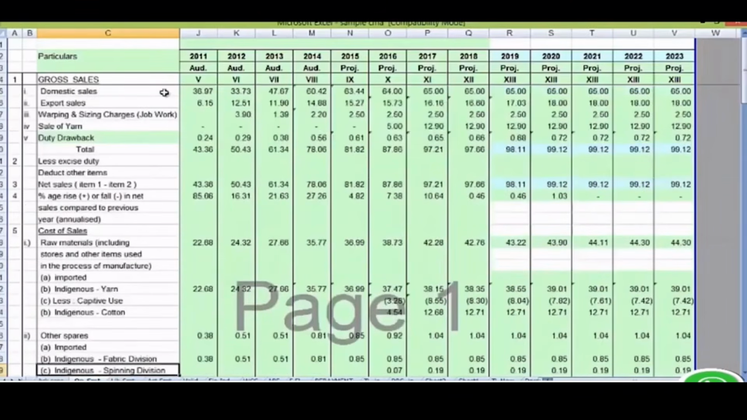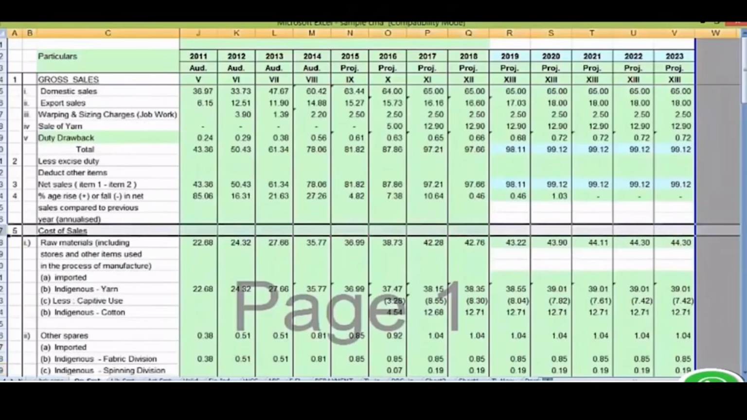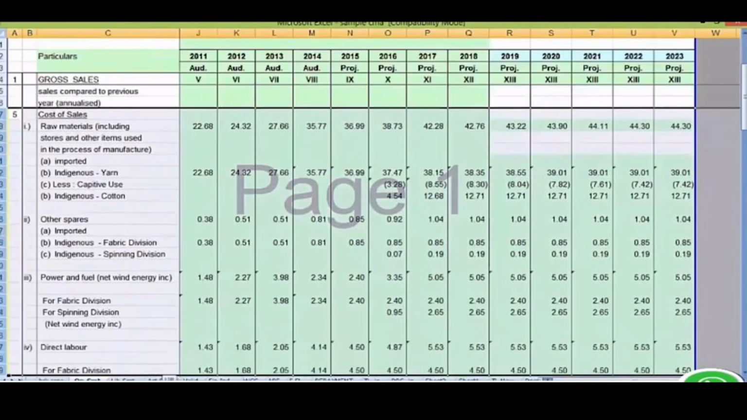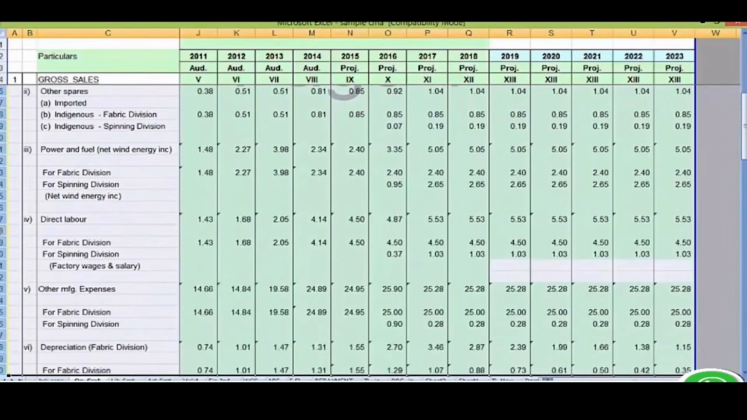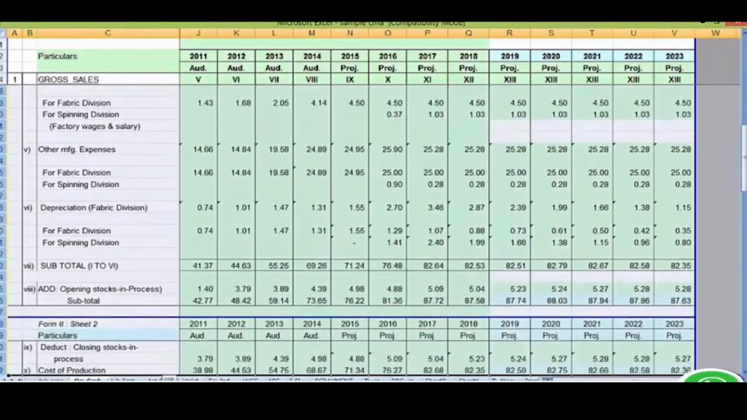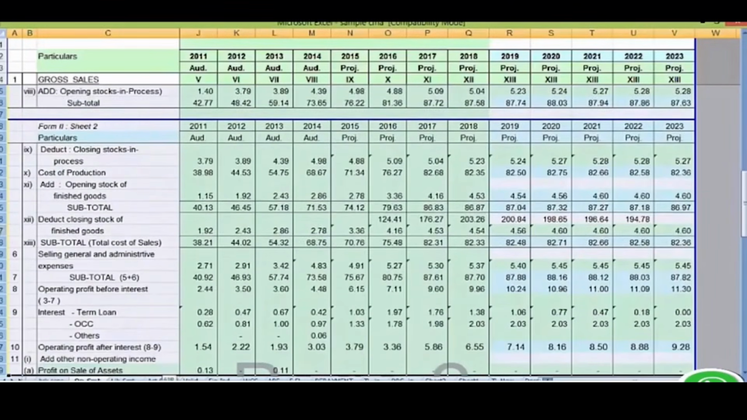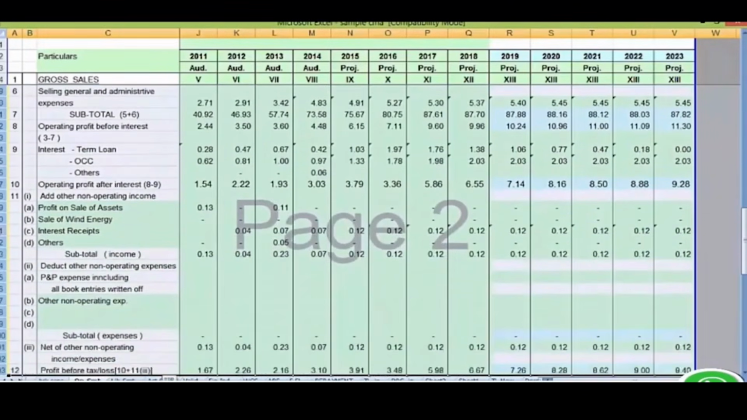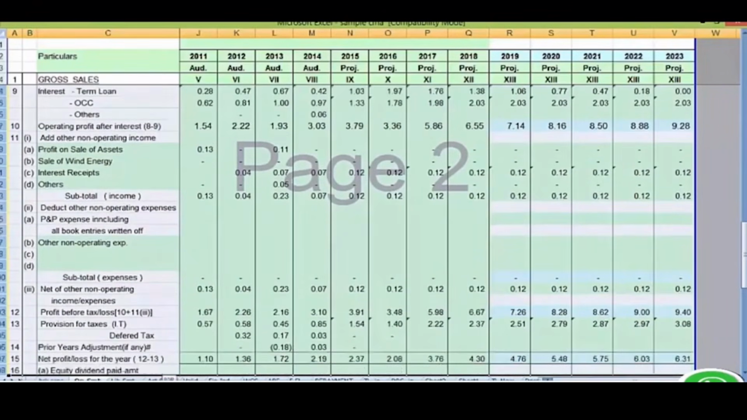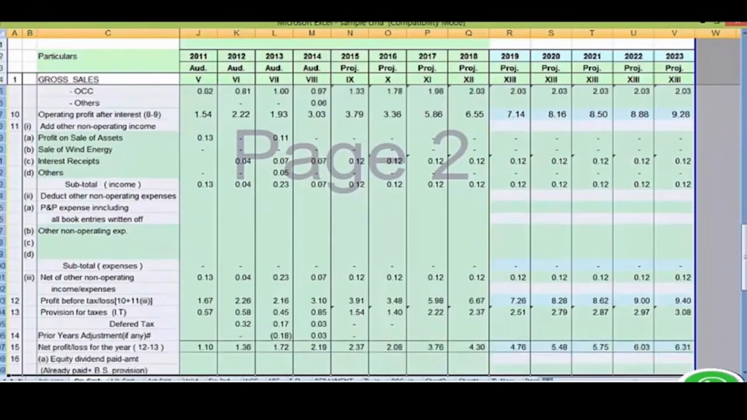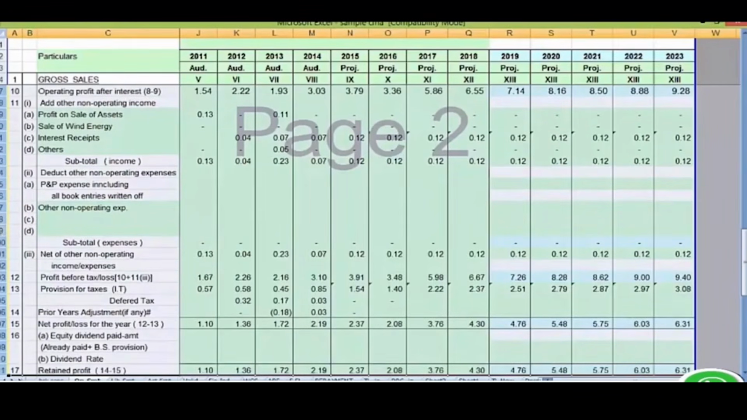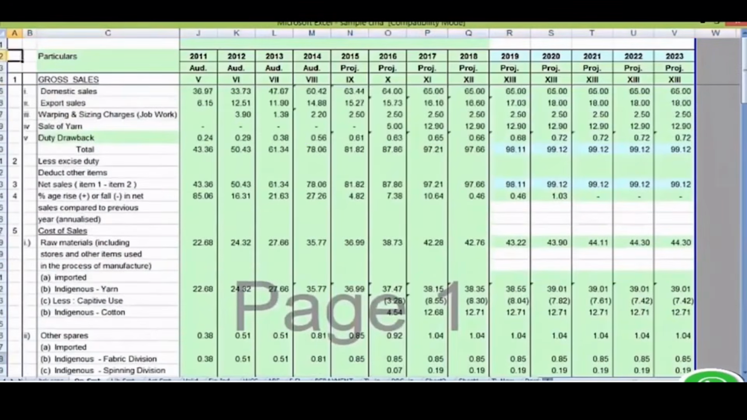So it starts with gross sales and it talks about various expenses from this point, expenses like raw material, other spares, power and fuel, direct labor, other manufacturing expenses, depreciation, then stock movement, selling and general expenses, interest expenses, then operating and non-operating incomes, then finally it talks about the profits and the tax component, what is paid as dividend and what is a retained profit. We will understand all these concepts one by one in the subsequent sessions, but this is how a typical CMA will look like, which is basically an Excel document. So this is the first input sheet.